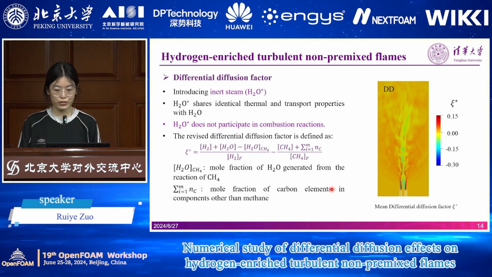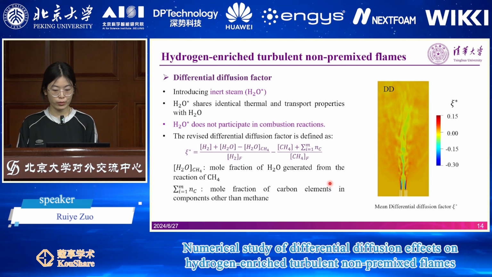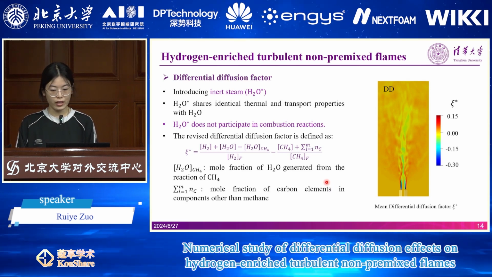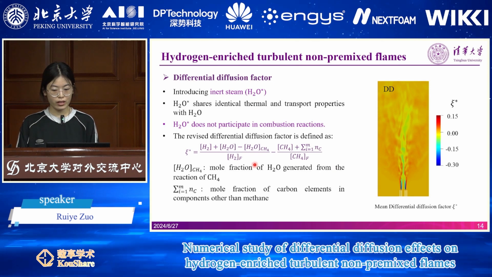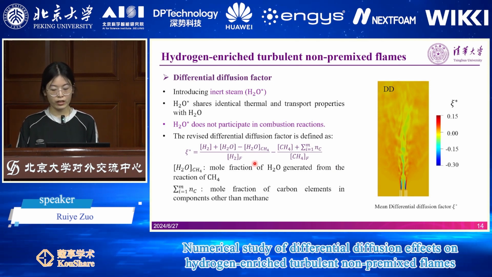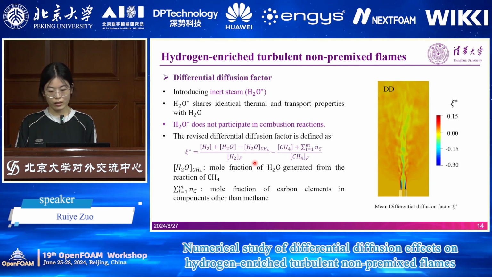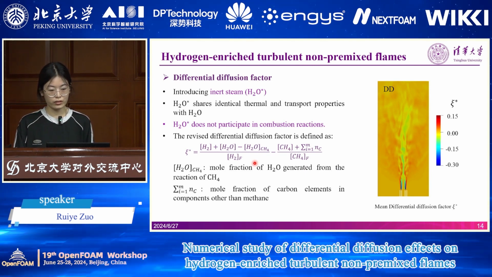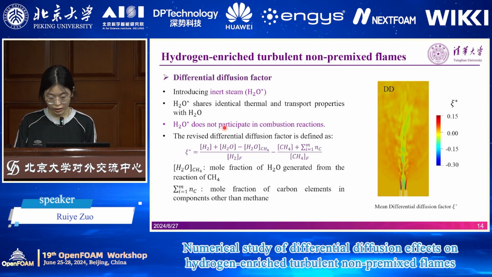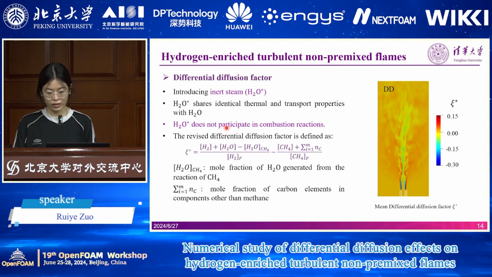Later, for combustion cases, varying chemical reaction rates also induce differences in hydrogen mass distribution, resulting in the differential diffusion factor we defined before not being able to accurately describe the distribution differences. Therefore, a correction to the differential diffusion factor is necessary during combustion.